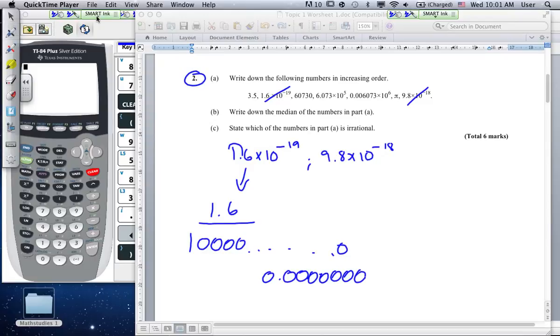Counting the zeros: 17, 18, and then 1, 6. So that's what that number would look like. Now, this obviously is difficult to write, and that's why we always use scientific notation. It makes it easier.